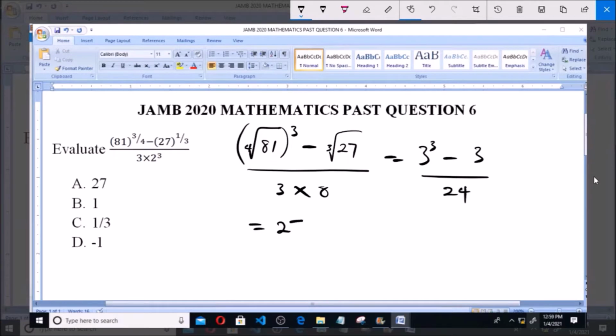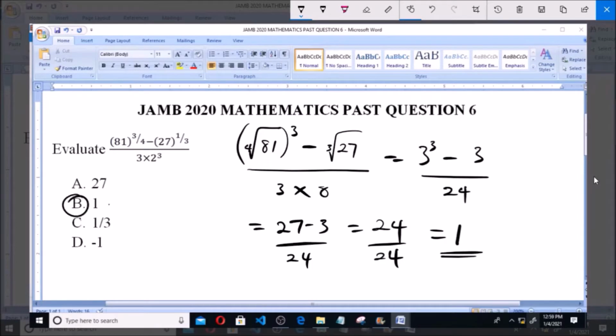Now this is equal to 3 cubed, which is 27, minus 3, all over 24, and that is equal to 24 over 24, which is equal to 1. So the answer to this question is option B, which is 1.